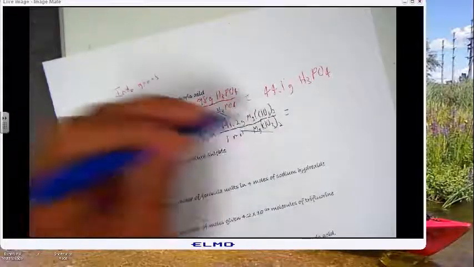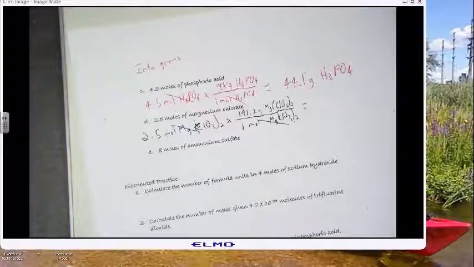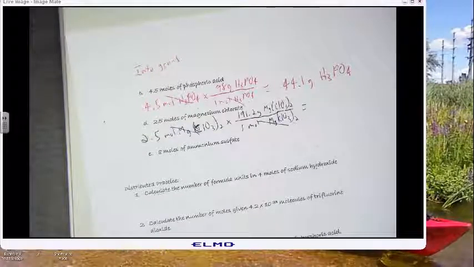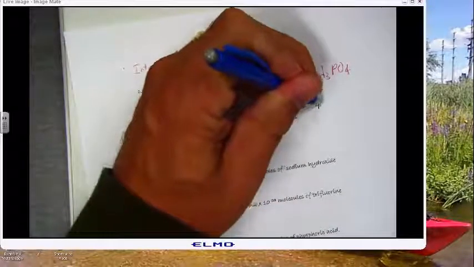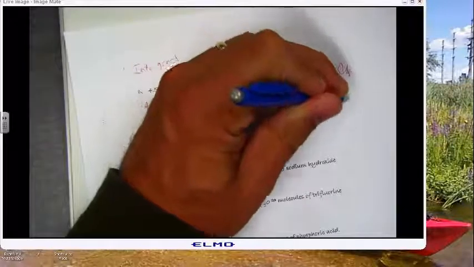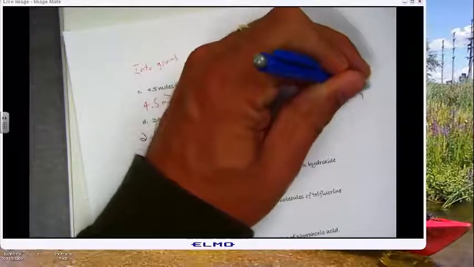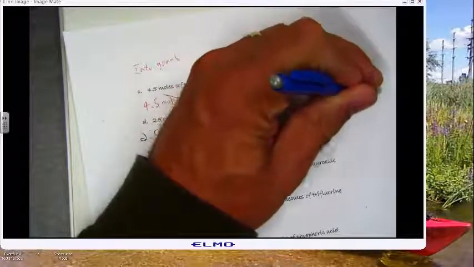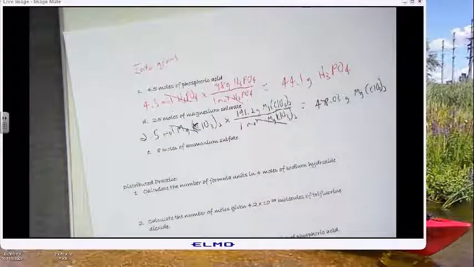I think I've set it up correctly because things cross out. And the answer for that one would be, after calculating, 478.03 grams magnesium chlorate. Let's move right on to letter E.